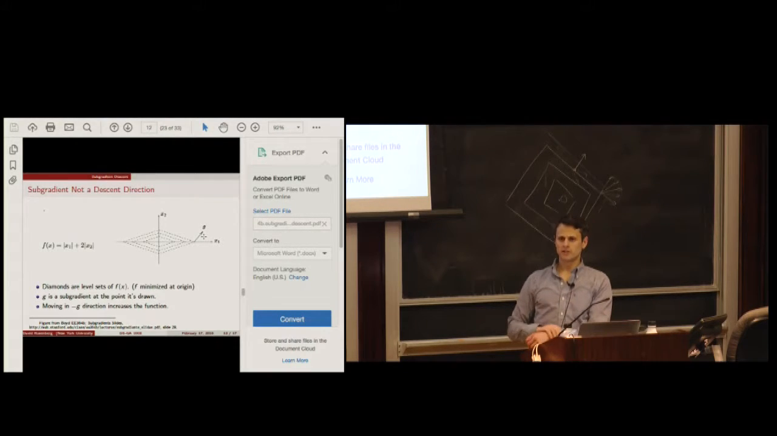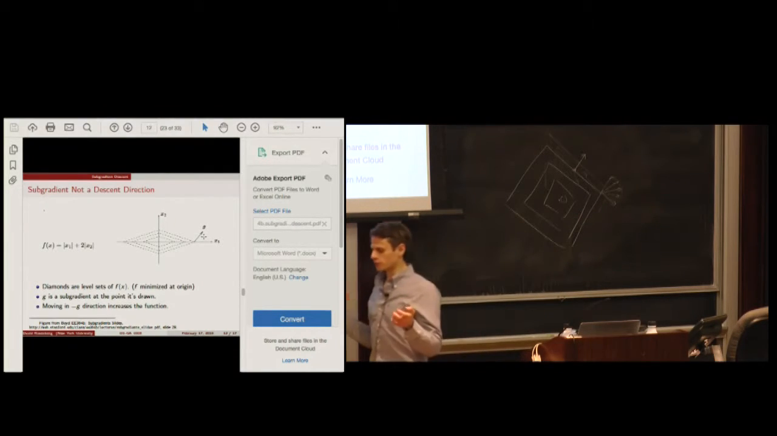Yes, any g that's a subgradient, if you go in the negative g direction, you're fine. If you have a gradient and you go in the direction of the gradient, that's the maximal increase in the function value. The negative gradient is the maximum decrease. Okay, so now what were you asking?